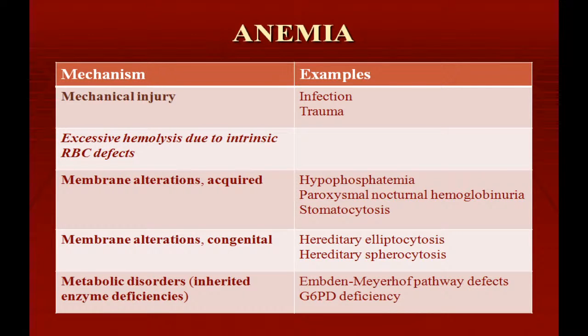We may see membrane alterations which are congenital: hereditary elliptocytosis and spherocytosis. And there are some rare forms. I think that if somebody from you decides to be a hematologist, you will know what rare forms of anemia due to intrinsic RBC defects we have in our practice.